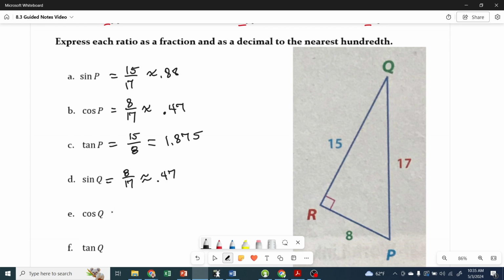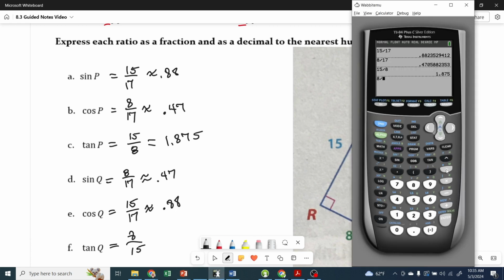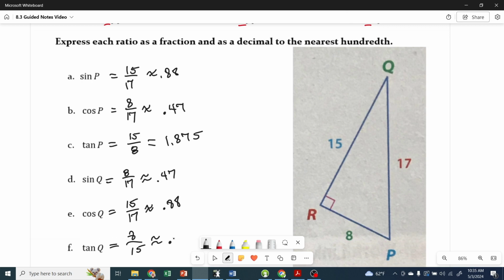Okay? The cosine of Q is 15 over 17. And we plugged that into the calculator earlier and got 0.88. Then the tangent of Q is equal to 8 divided by 15. And that we have to calculate. 8 divided by 15, and we get 0.53 repeating. So it's 0.53, and we can put repeating.